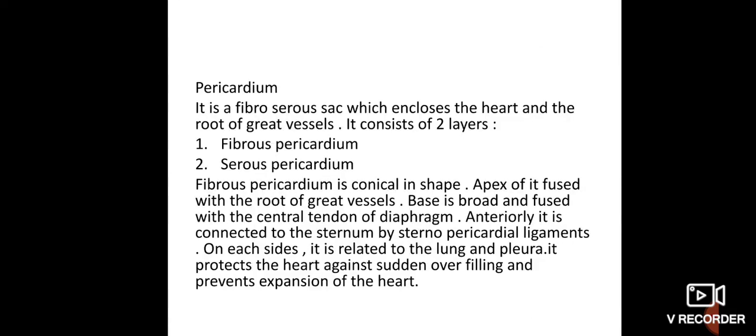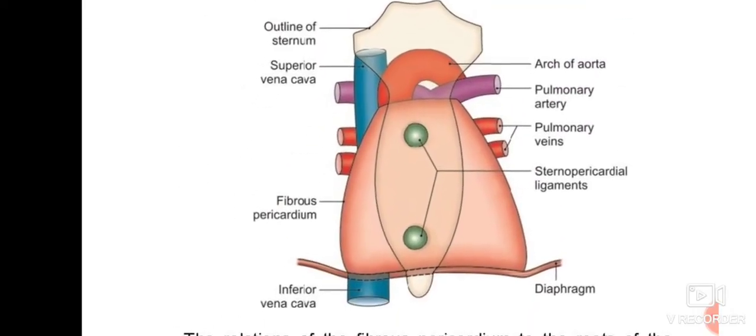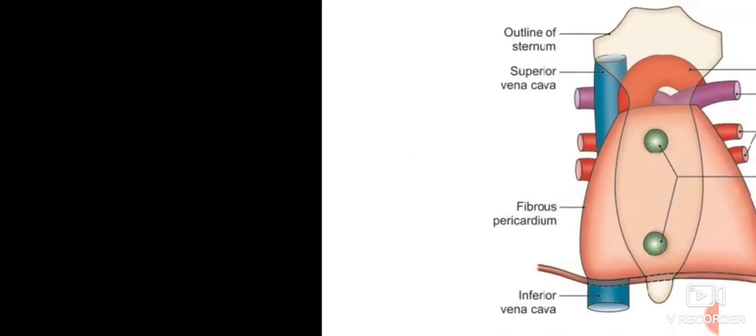Now, anteriorly this fibrous pericardium is connected to the sternum. In this picture you can see a sternum here, and inside the sternum you can see the heart with the pericardium. And the pericardium and the sternum are connected by sternopericardial ligaments, which are present in the upper part as well as the lower part. These are the two sternopericardial ligaments that simply connect the anterior surface of the fibrous pericardium with the sternum.